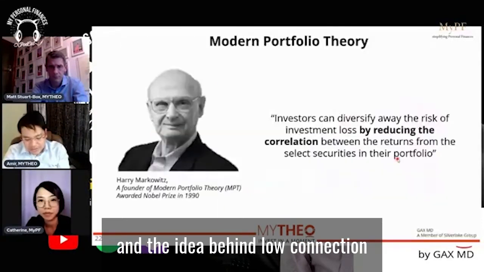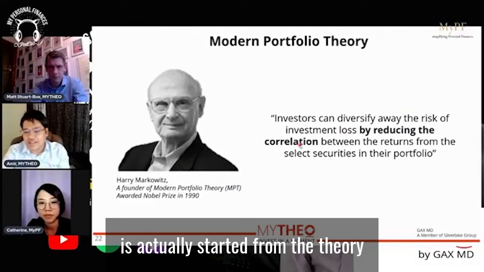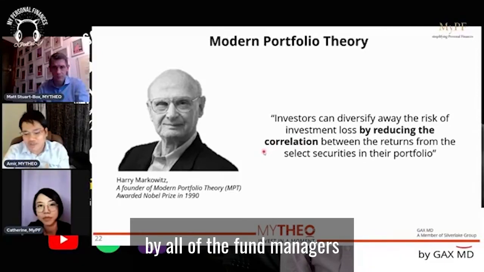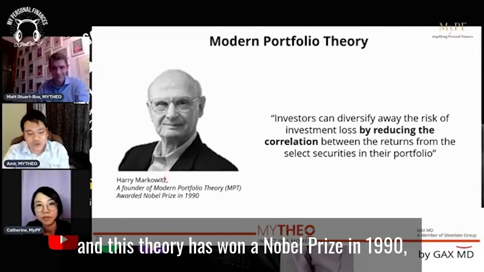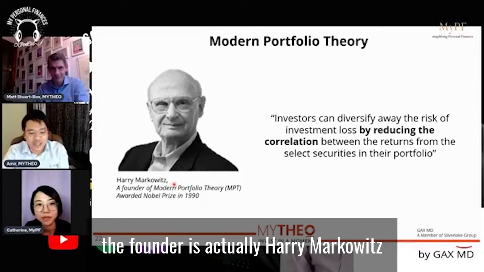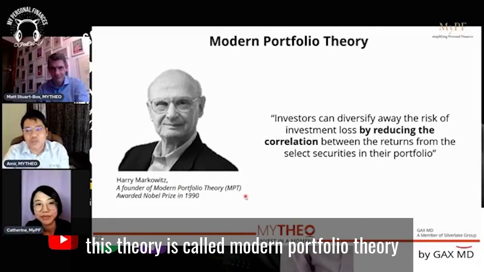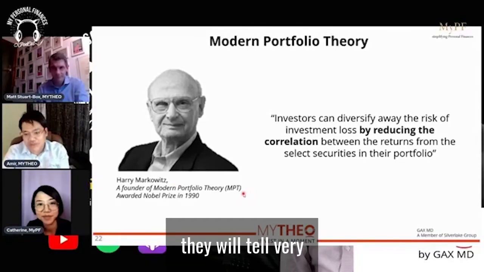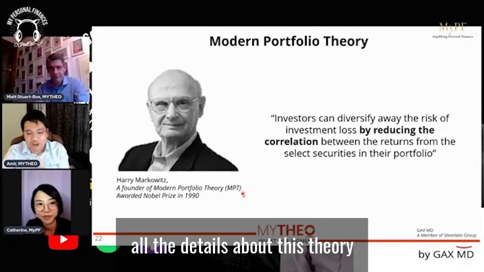The idea behind low correlation started from a well-known theory that is used by all fund managers. This theory won a Nobel Prize in 1990. The founder is Harry Markowitz, and the theory is called modern portfolio theory. You can Google it. You can read all the finance books that will tell you all the details about this theory.